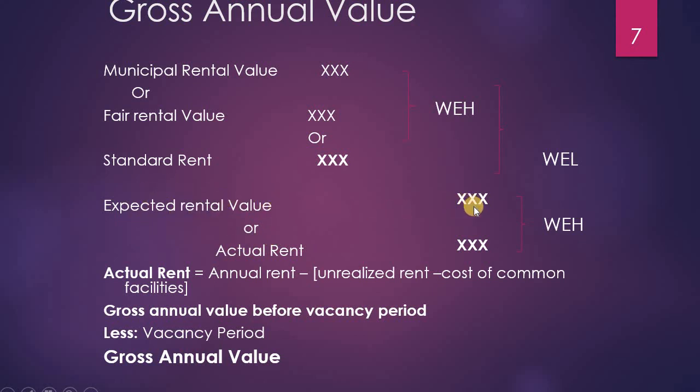Once you arrive at the expected rental value by comparing all these things, then you have to compare it with the actual rent. How will you get the actual rent? Very simple. Actual rent is equal to annual rent, meaning the rent that you receive for the entire year, 12 months. Take that rent and deduct any unrealized rent, meaning rent that is not paid to you, minus the cost of common facilities, if there is any. Then it should be compared with the expected value, and whichever is higher shall be the gross annual value before the vacancy period. Then you minus the vacancy period, and you will get the gross annual value. So this is what we have in this session.